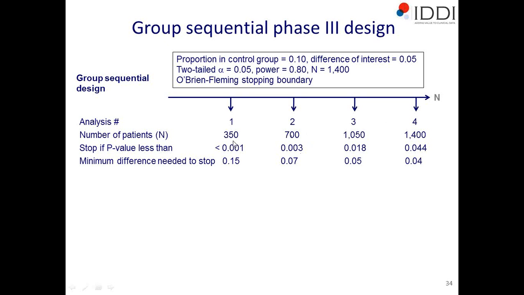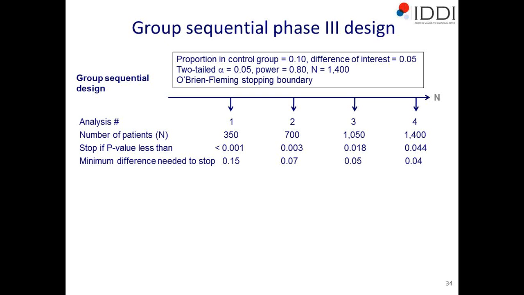After 350 patients, we can look at the data already, and if we have a difference in favor of the new drug of 15% or more, then that would produce a p-value for the test, comparing the new treatment with the standard treatment, of less than 0.001, and that would be sufficient to stop the trial already, claiming that we have a significant difference. If that interim analysis didn't stop the trial, then we would go to the next one and repeat this, 3 times. The next analysis would stop if the difference was 7% or more. And finally, the third interim analysis would stop if the difference was exactly what we anticipate, which is 5%.